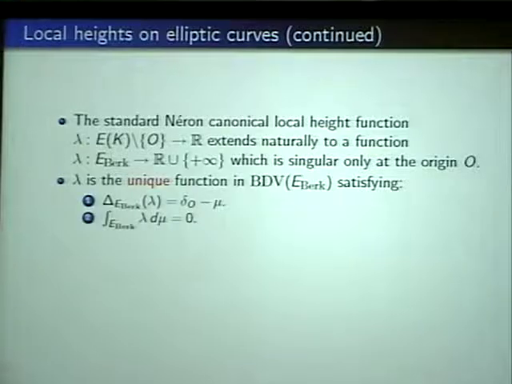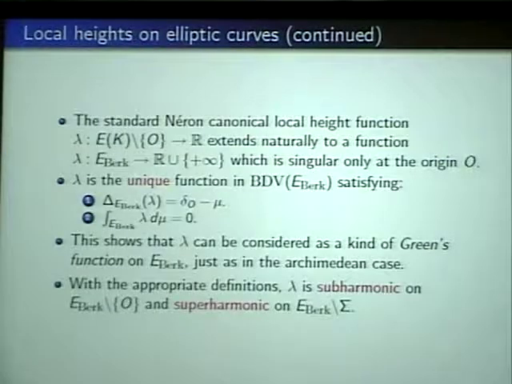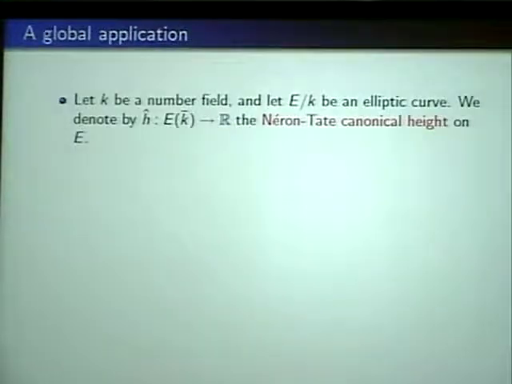And there's something very analogous to this in the complex case. So it really kind of unifies the theory of local heights. They all are the unique solutions to an equation just like this. So it's kind of a Green's function, just as in the Archimedean case. And with the appropriate definitions, which I don't have time to give, you could say that this local height is subharmonic outside the origin and superharmonic outside the skeleton. And there's a maximum modulus principle, et cetera, so you can say various things about what this local height looks like using that.